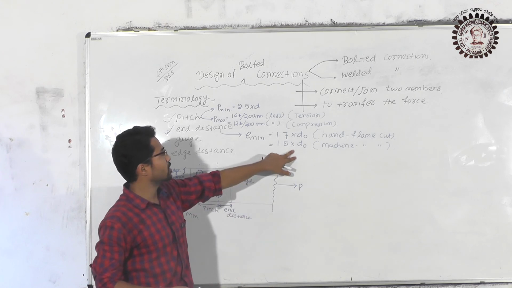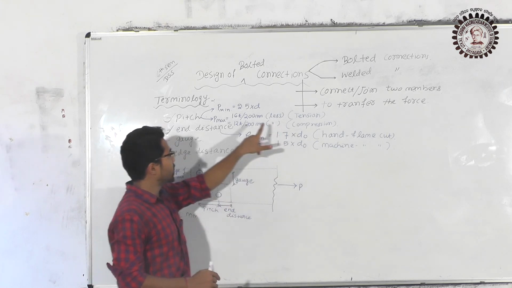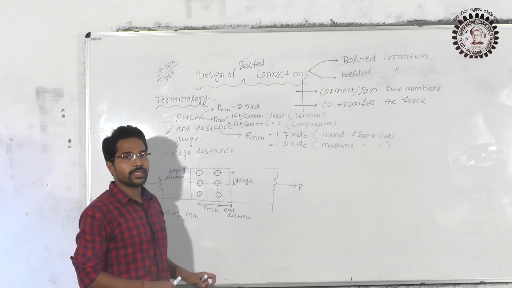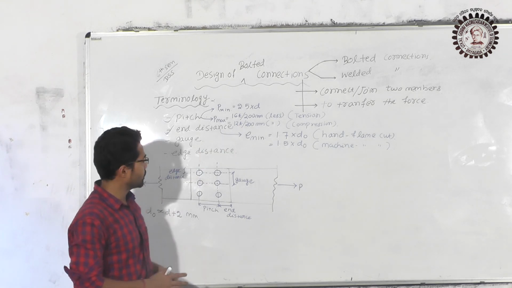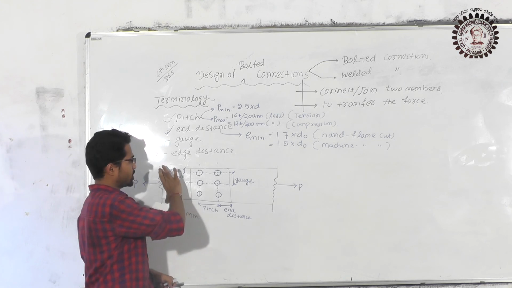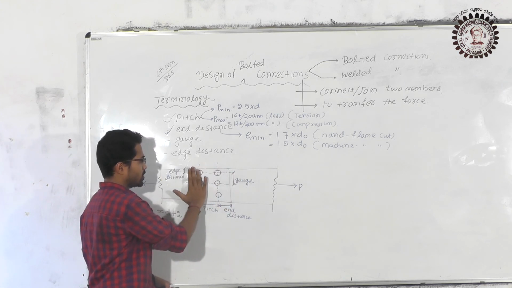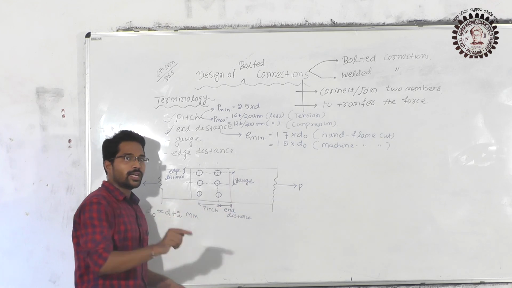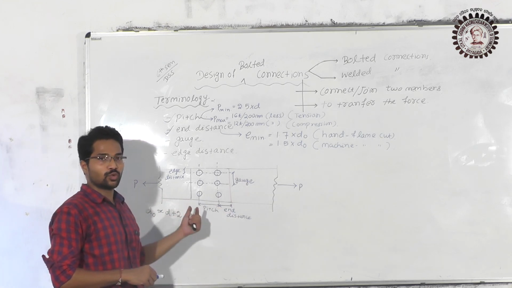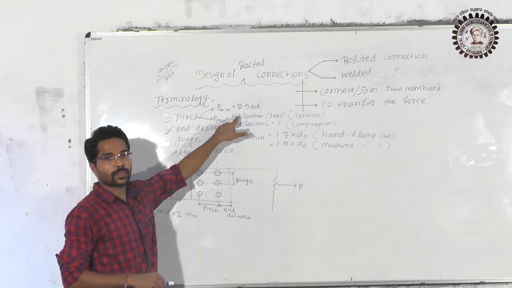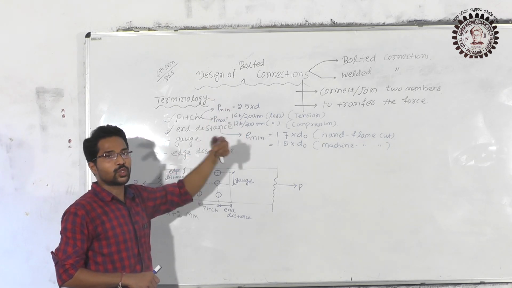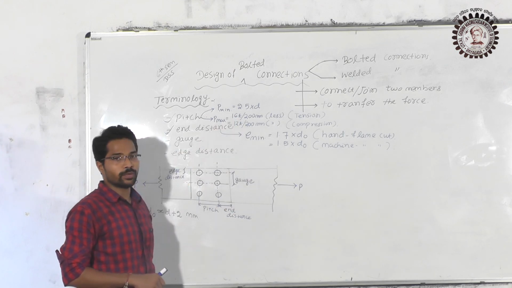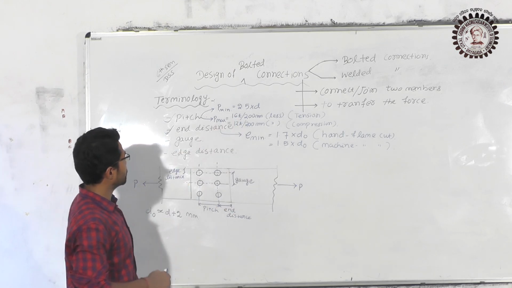And D naught is the diameter of the bolt hole, and here you can see T. What is T? T is the thickness of the thinner member. Means there are two plates. This is one plate and another plate is over here. So there are two plates, and minimum of the thickness of the two plates we will take as T. If there are two plates, one is 12 mm, another one is 16 mm, then you will put T as 12 mm, thickness of the thinner member.